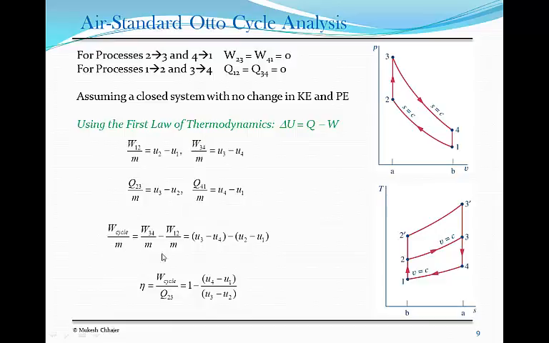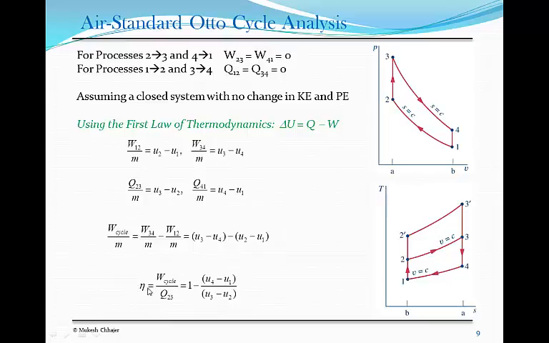And so the net work done would be W34 minus W12 over m. Remember, W34 is the power stroke when the work gets output, and 1 to 2 is when you do the compression. That means you are doing work on the system, so that would be negative. And so the net work done would be the difference of these two, which is given by that.